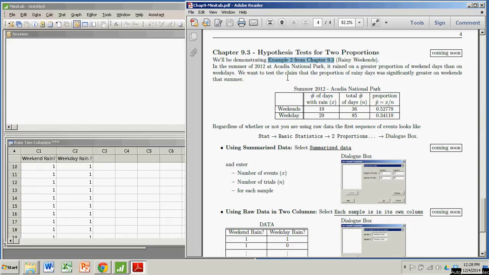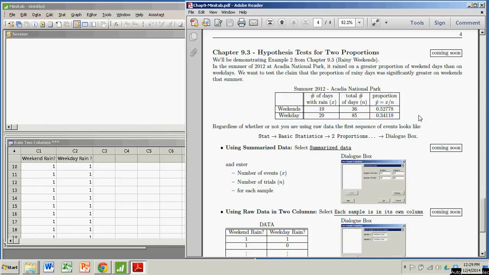What we have is some data from Akita National Park for the summer of 2012. We have the rainy days versus non-rainy days. For the weekends, we had 19 days with rain out of 36. So the proportion of rainy days on the weekends is 0.52778. And for weekdays, we had 29 rainy days out of a total of 85. So the proportion of rainy days for weekdays was 0.34.